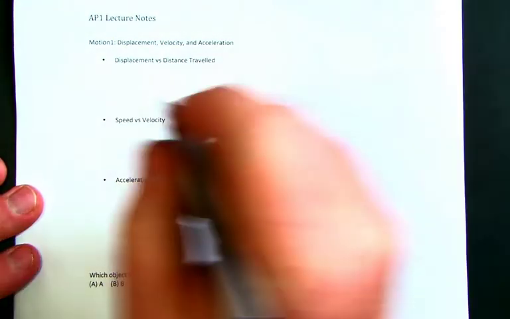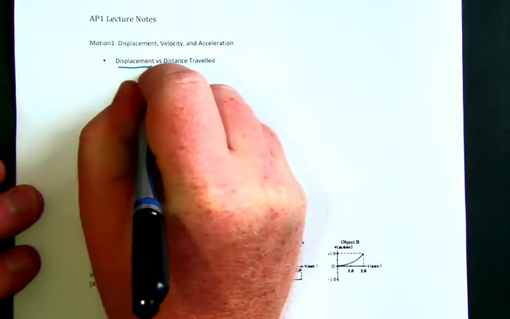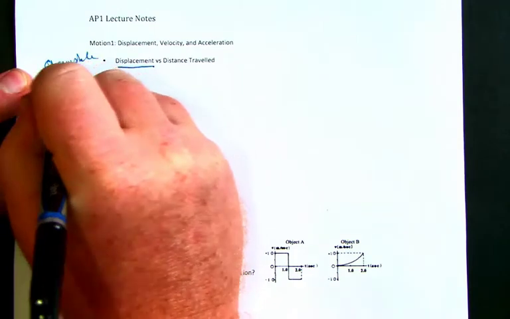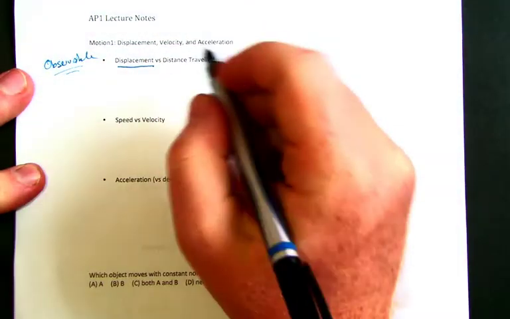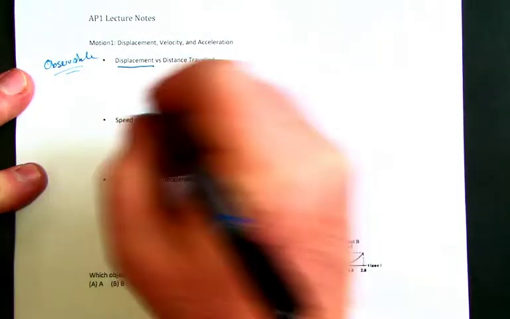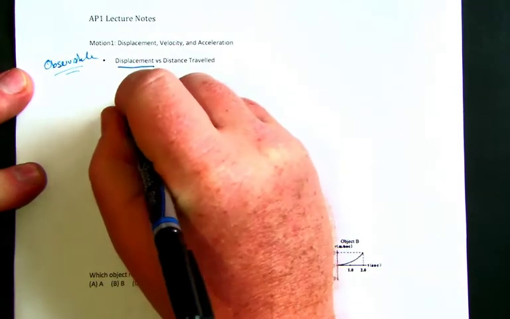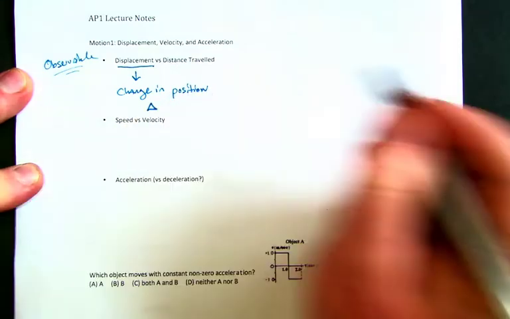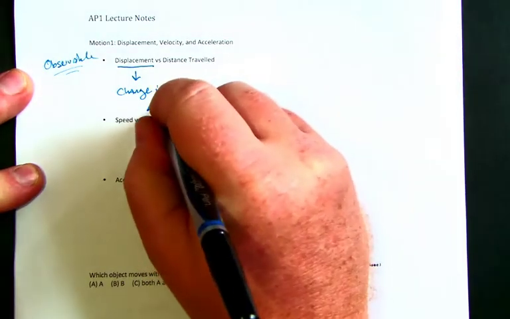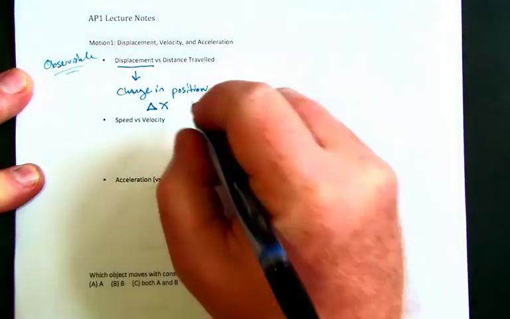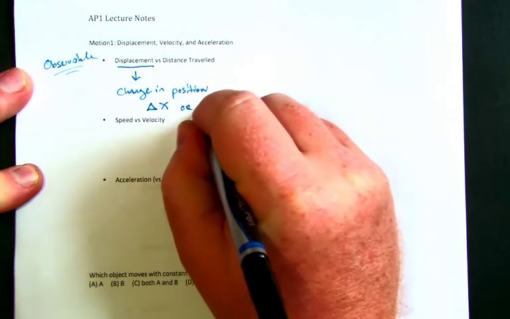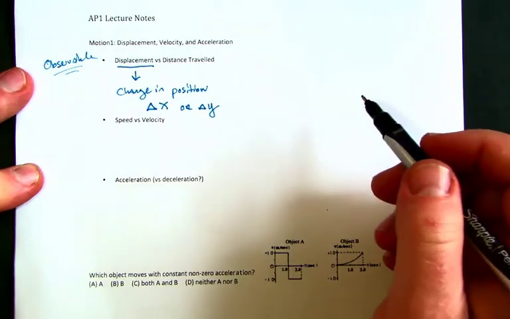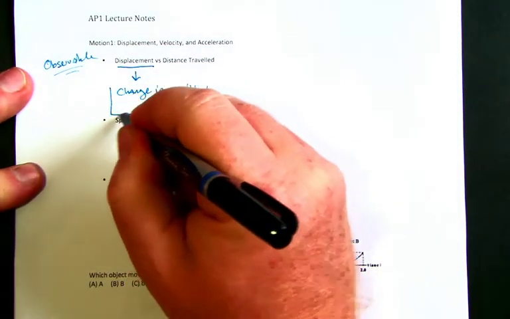Well, displacement, our first thing we're going to talk about, is an observable quantity. That's important. We can observe it. We can measure it. Displacement is essentially your change in position, and we use delta, which means change. You could say you had a change in the x position, or a change in the y position, or some other position, however you define it. But that's what it is. Displacement is change in position.